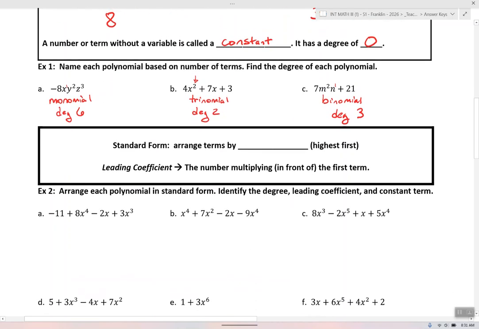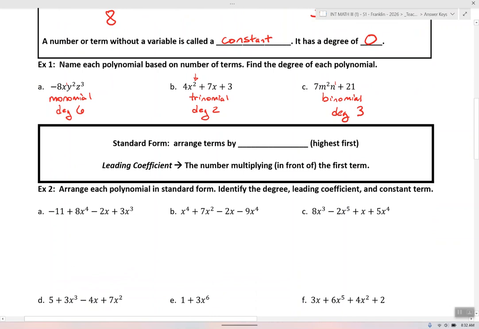Now, polynomials do have a standard form, and that is to arrange the terms by degree. The highest degree terms should go first. And so one thing to keep in mind, just a vocab term here, is the leading coefficient. It's the number in front of or multiplying the first term. So just the very first number when it's in standard form. So for these examples, we'll arrange each polynomial in standard form, and then identify the degree, leading coefficient, and the constant term.